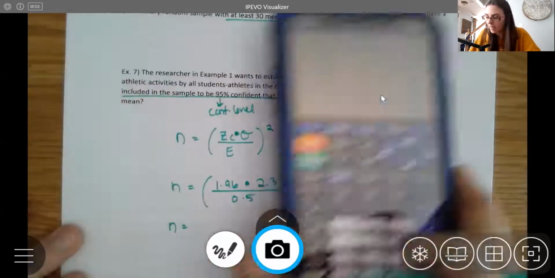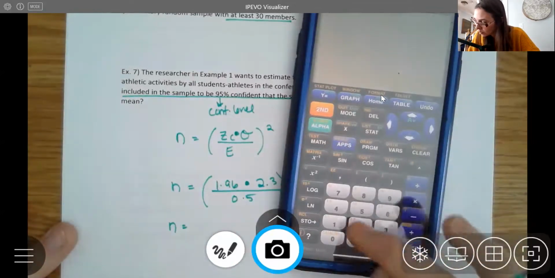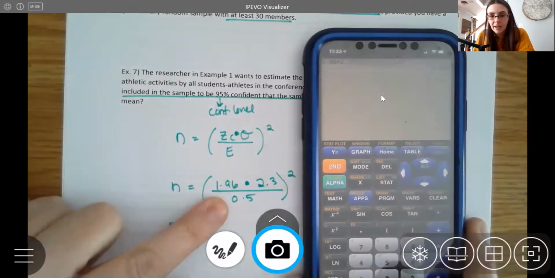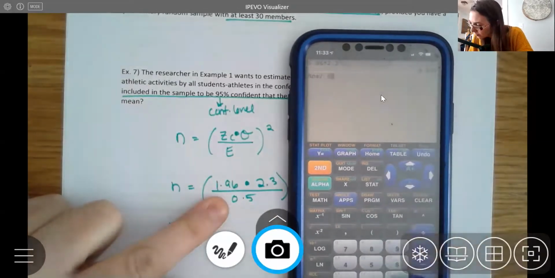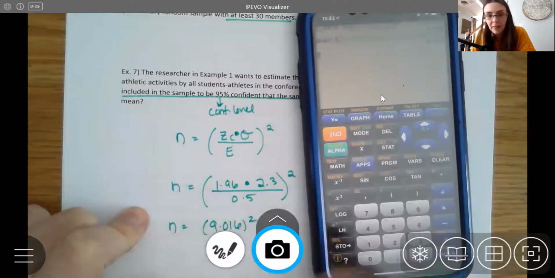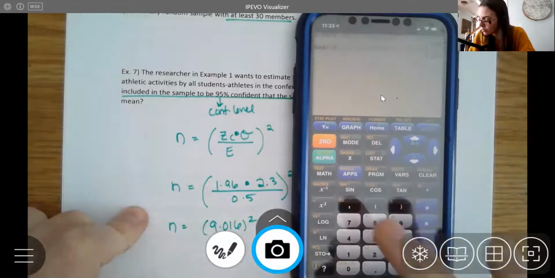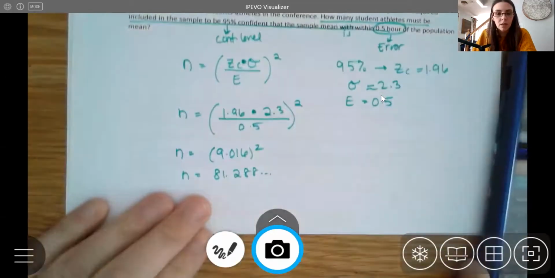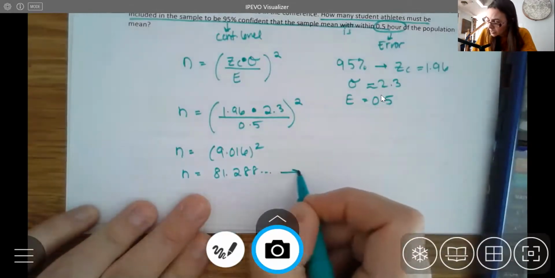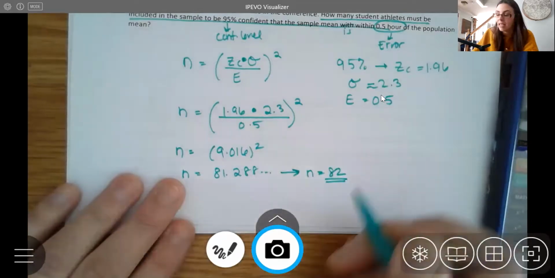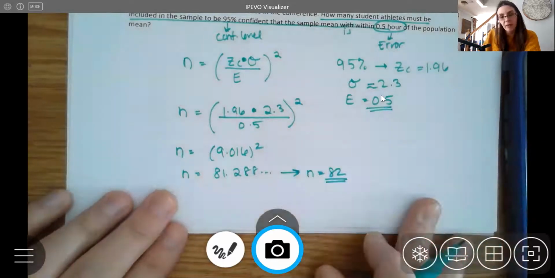So I'm going to do that 1.96 times 2.3 first in my calculator. So I'm doing that numerator. Then I'm going to divide it by 0.5. So I'm getting 9.016, and then I'm going to square that. I'm using all the decimals here. So square it. So I get n is equal to 81.288, etc. So I always round up. So your sample size has to be at least 82 here if you want an error of 0.5.